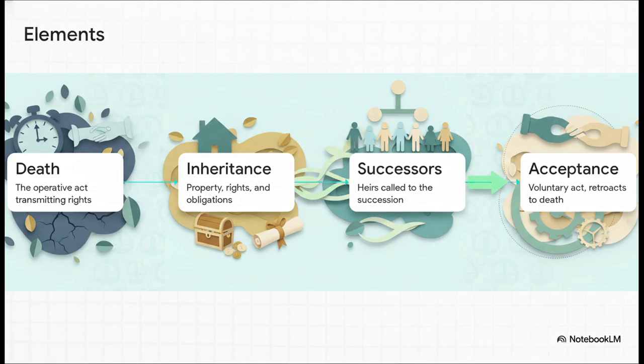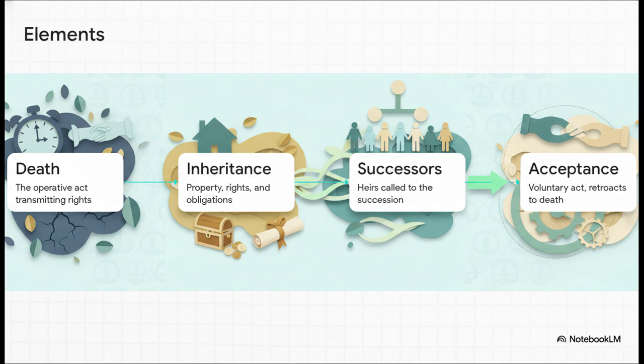First up, it starts with death, governed by Articles 775 and 777. That is the operative act that immediately transmits rights. Next, you have the inheritance itself, basically the estate, under Articles 775 and 781. Then you need the successors, or the heirs, defined in Article 782. And finally, acceptance, covered by Articles 1041 to 1057.